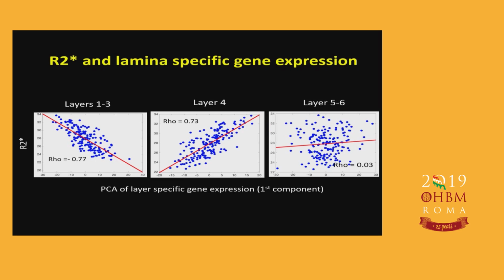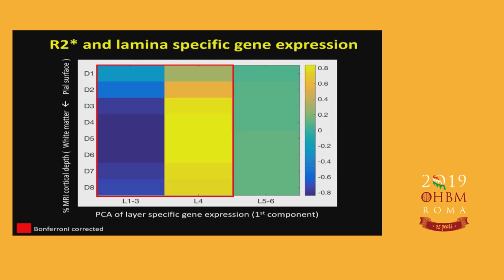The next step was to look at regional gene expression. So I first did an ROI analysis. Each dot here is an ROI from the Glasser Atlas, and we have the average R2 star. And then we have lamina-specific genes for layers 1 to 3, layer 4, and layers 5 to 6. We do a PCA on these genes and then take the first component, so we have gene expression for each ROI. And you see that there's high correlation with layers 1 to 3 and layer 4, but not with layers 5 and 6. And when we do this across depths, we see a similar pattern. However, the correlations get higher as we go down the depth of the cortex, reaching a maximum at depths 5 and 6.